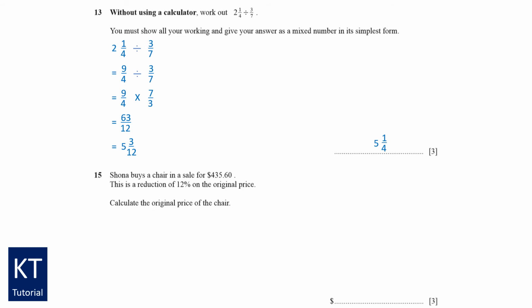Question 15. Shona buys a chair in a sale for $435.60. This is a reduction of 12% on the original price. Calculate the original price of the chair. Here the chair is bought at a reduction of 12% on the original price. This equates to the chair being bought at 88%. Therefore, the original price of the chair can be calculated by dividing 435.60 by 88%.